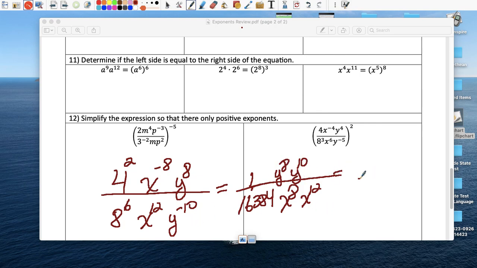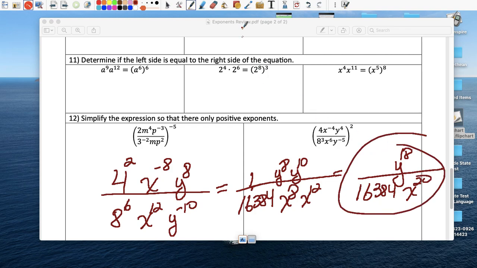Let's simplify this a little bit. Y to the 8th and y to the 10th becomes y to the 18th. That 1 I'm not going to write. The denominator is going to be 16,384. That's going to be the coefficient. And then x to the 8 times x to the 12 is just x to the 20. And that should have been your final answer.